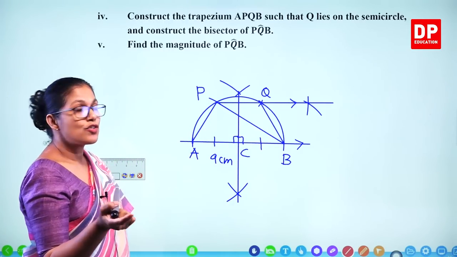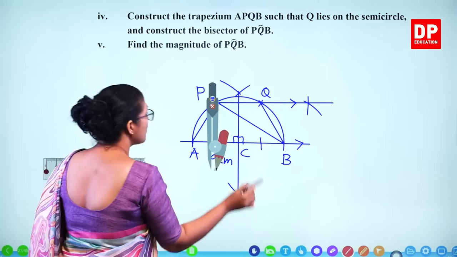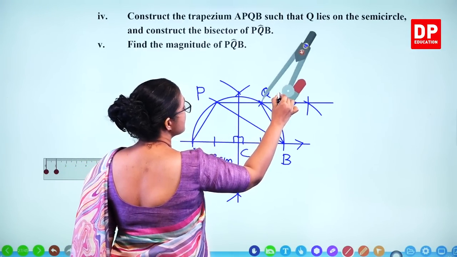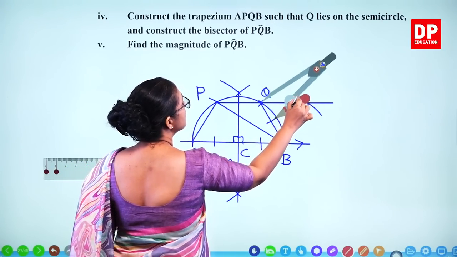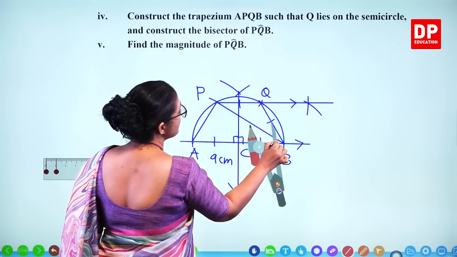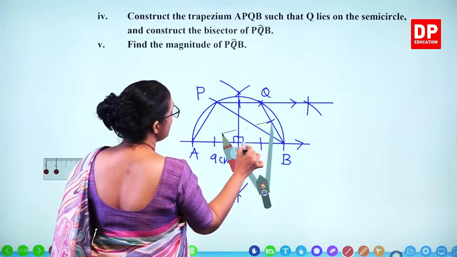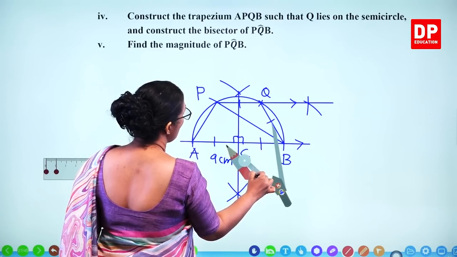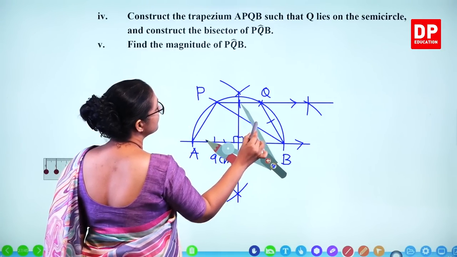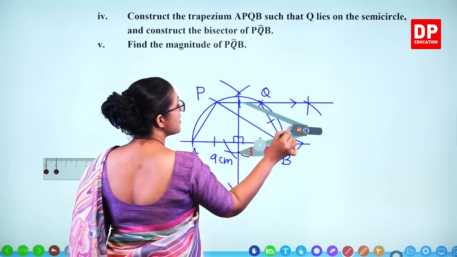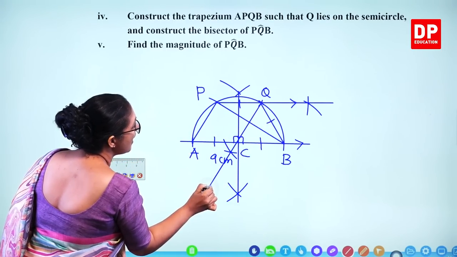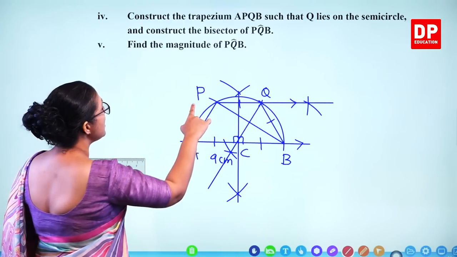Then construct the bisector of PQB. PQB, the angle bisector also we have to draw. So what you do? You take the compass. You keep on top of the Q point and you can take any distance. And you can mark the two arcs. And then you can take the same distance or a different distance. I'll increase that. And I have to draw the other two arcs. Keep the same distance here. And draw the other arc. So here this is the intersecting point. Now you can connect this Q point and this one. That's the angle bisector of PQB.